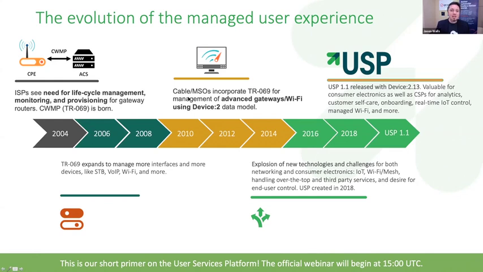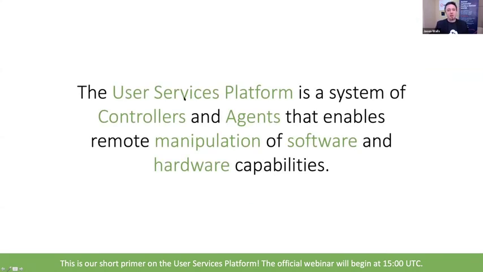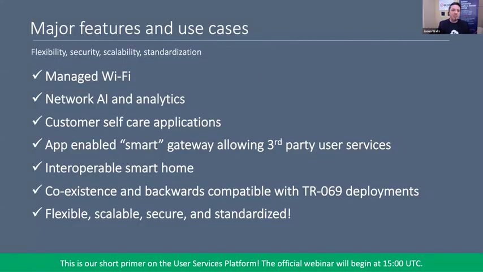So what is the User Services Platform? We say it this way: it's a system of controllers and agents that enables the remote manipulation of software and hardware capabilities. And what does that mean? That allows a lot of things like managed Wi-Fi, network AI and analytics, building a customer self-care application that the customer can use on their phone, building an actual app-enabled smart gateway, kind of opening that up to third-party services. We definitely have that on the Wi-Fi side. We have that on the security side.